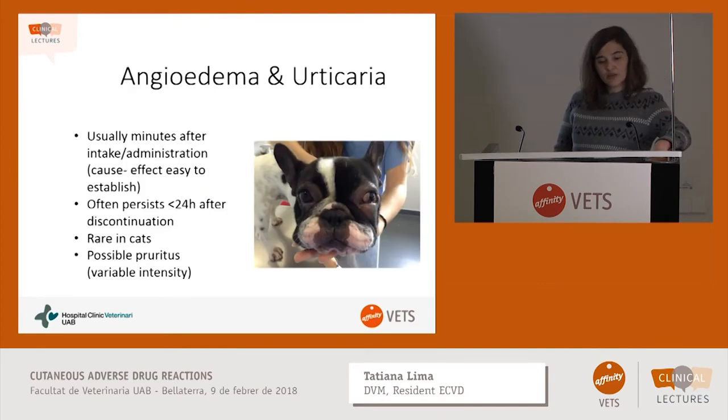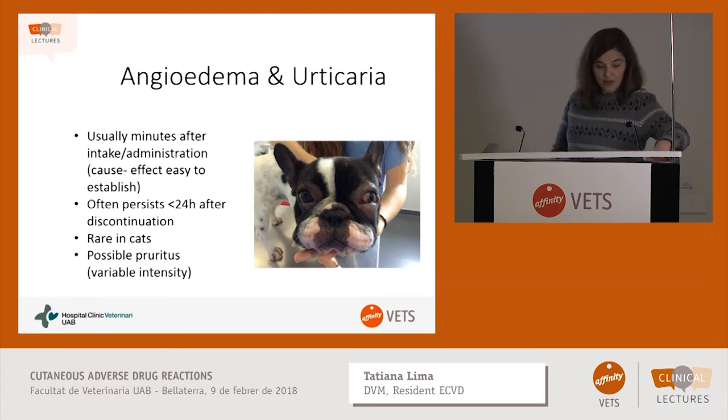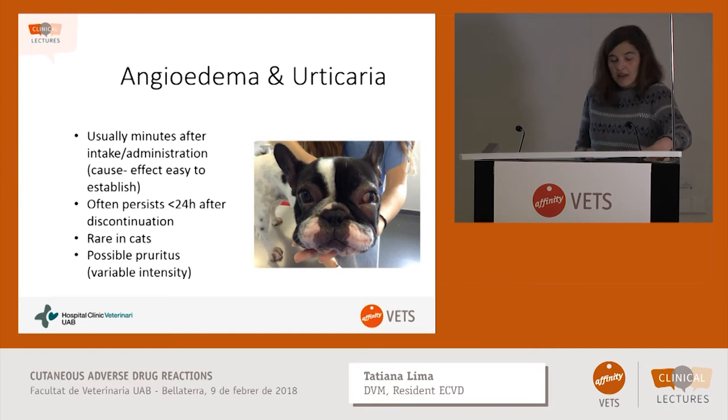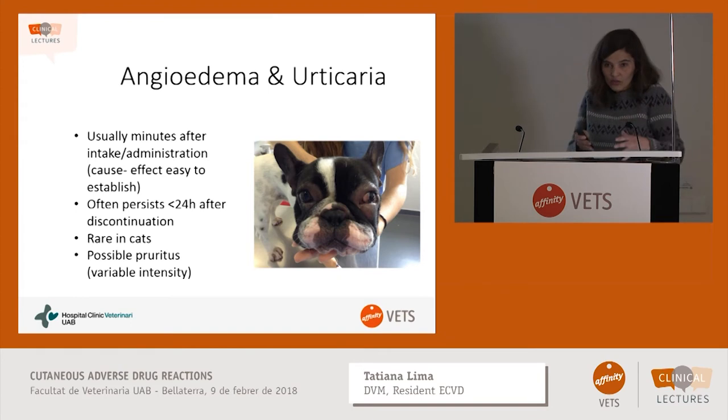Another one, angioedema and urticaria. This one is very easy to recognize, and the diagnosis is pretty straightforward. It usually happens minutes after the intake or administration of the drug. We see it very often with vaccines. It's rare in cats, we usually see it in dogs. It may have pruritus with variable intensity. The thing I want to point out is the difference between angioedema and urticaria. Angioedema is edema that spreads into the subcutaneous tissue, so the lesions are not so distinct, and urticaria are small circumscribed areas of cutaneous edema called hives or wheals, in Spanish, ronchas.